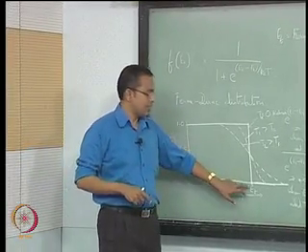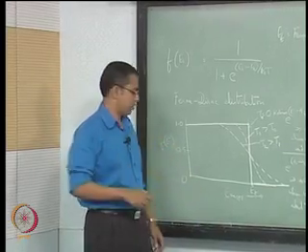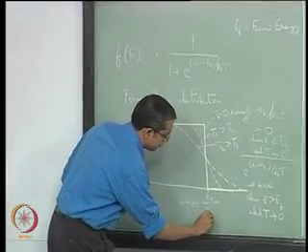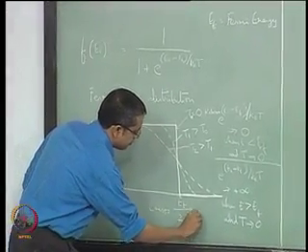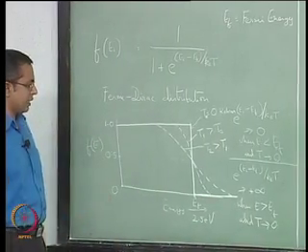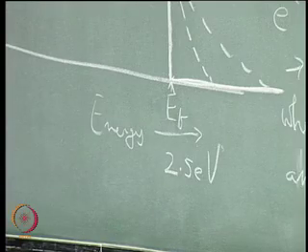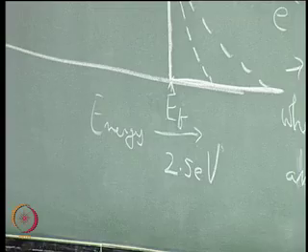Incidentally, for a typical metal this is of the order of 2.5 electron volts, so that is the kind of number that you are looking at. We will look at that a little later. So that is the first thing.